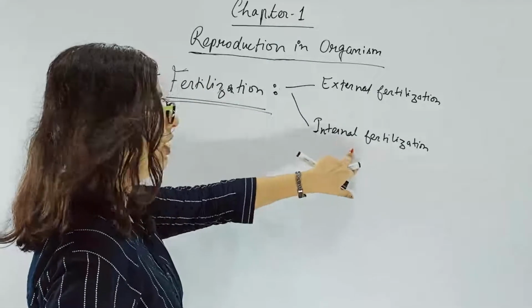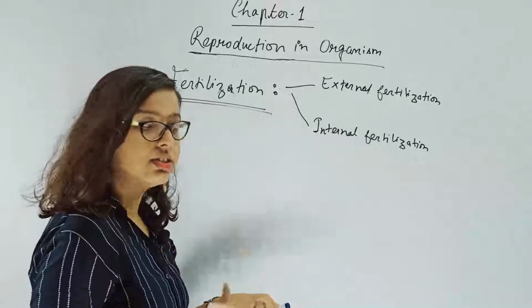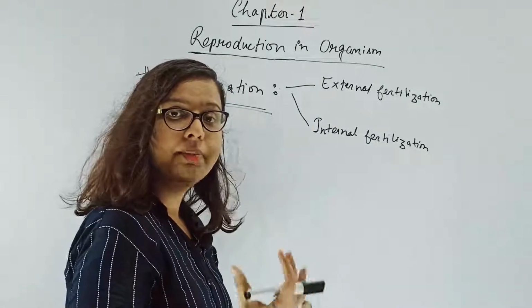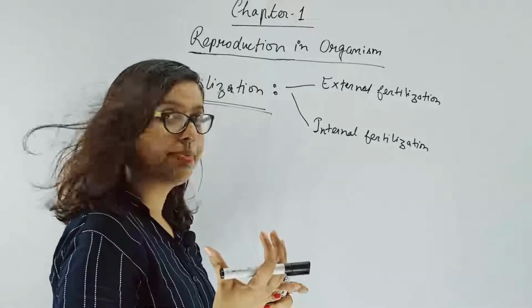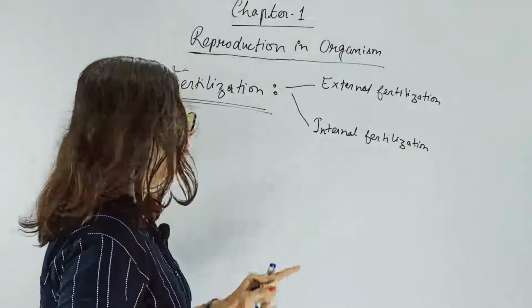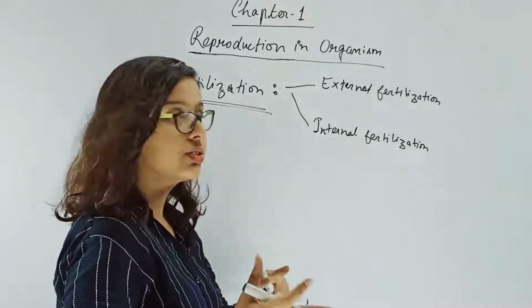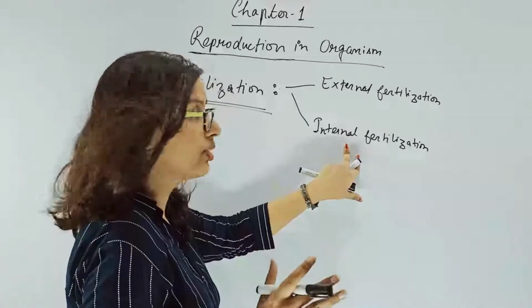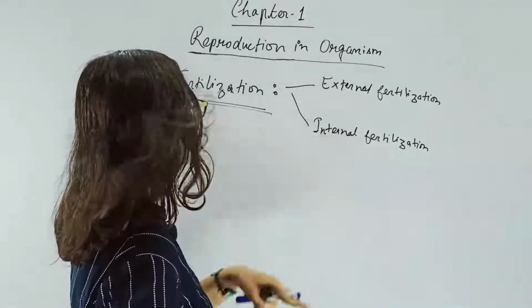Next one is the internal fertilization. Internal fertilization means the male gamete is transferred into the female body, and there the fertilization happens in a particular organ of the female body. As in case of cows, you saw in the earlier example, in case of cows, in case of human beings also, the fertilization is internal.